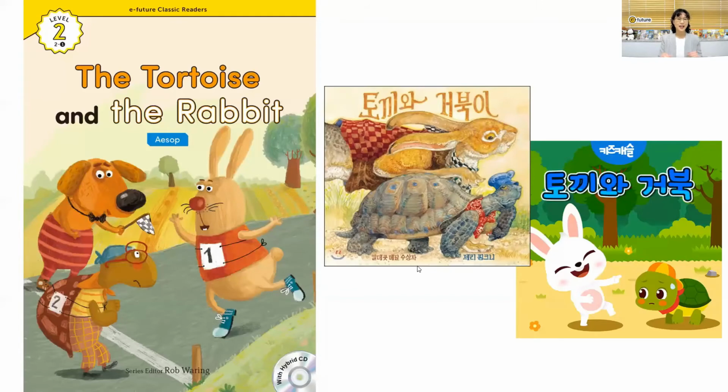Okay, now let's go back to my slide because we have our last story, which is the tortoise and the rabbit. Okay, so here, the tortoise and the rabbit. And these are the Korean versions. Can you see the Korean writing here? 토끼와 거북이, that's what it says. I'm sure you have your version in your language.